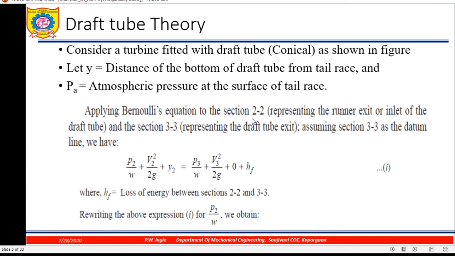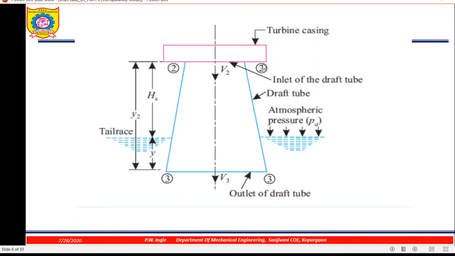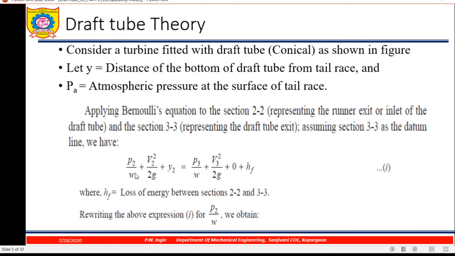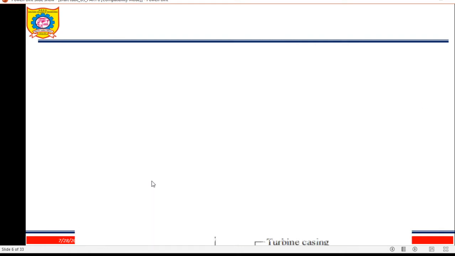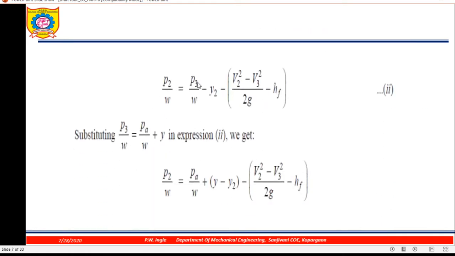Now applying Bernoulli's equation to section 2-2 and section 3-3. Section 2-2 is the entry of the draft tube and section 3-3 is the outlet of the draft tube. Applying Bernoulli's equation, you write P2/w + V2²/2g + Y2 = P3/w + V3²/2g + 0 + hf, where hf is the loss of head due to friction, that is the loss of energy between sections 2-2 and 3-3. Rewriting the above expression for P2/w, you can write P2/w = P3/w - Y2 - (V2² - V3²)/2g - hf.